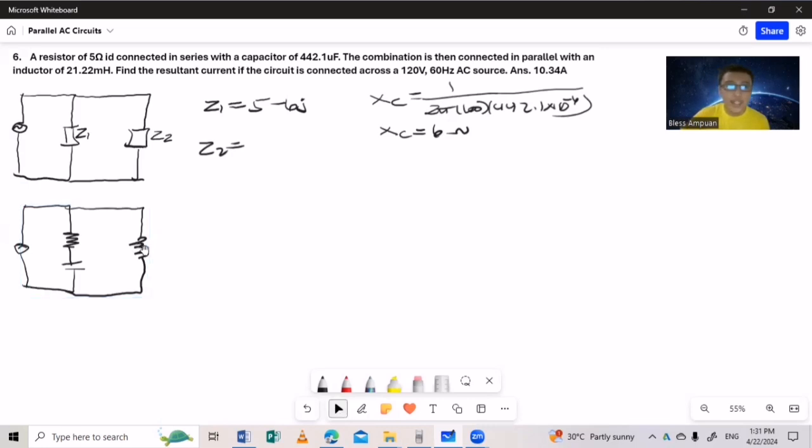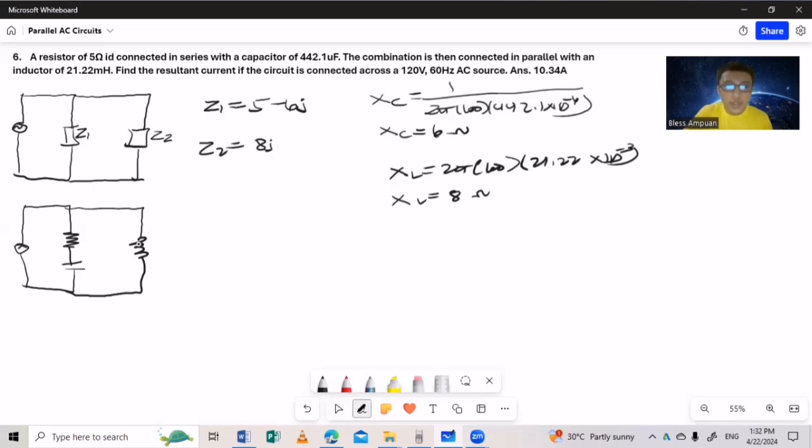Since it is pure inductive, let's solve for our X sub L, which is equal to 2 pi times 60, times our value for the inductor, 21.22 times 10 raised to negative 3. So our X sub L is equal to 8 ohms. It's positive 8j.